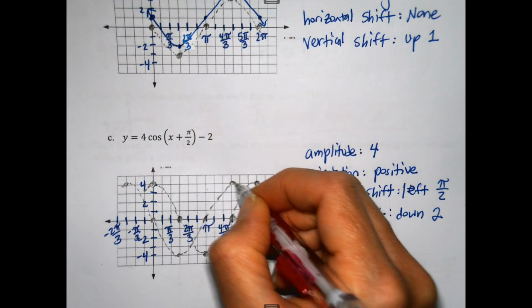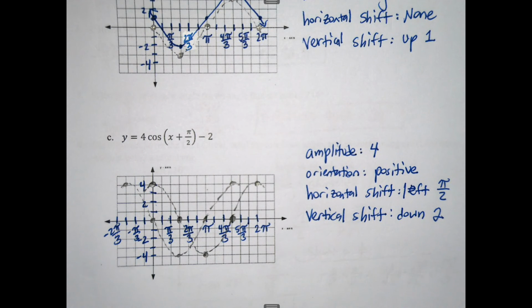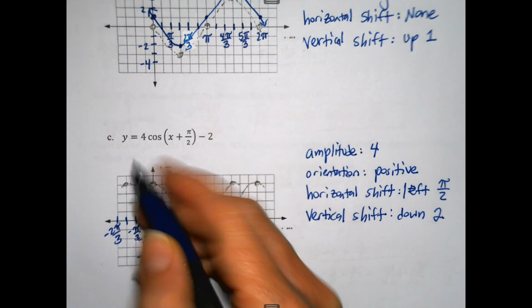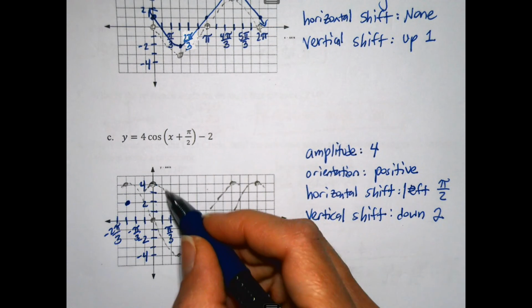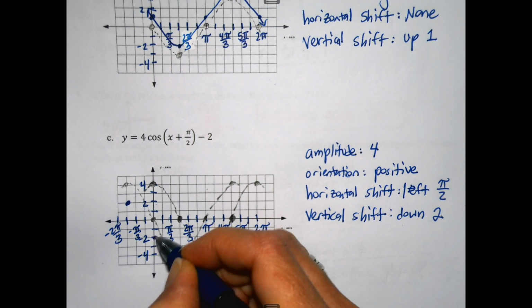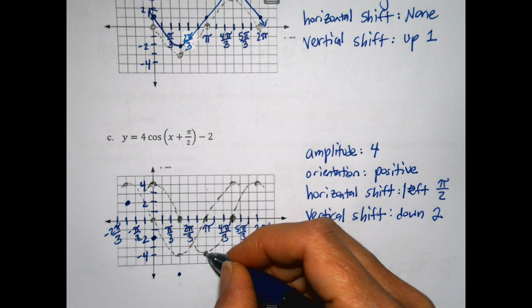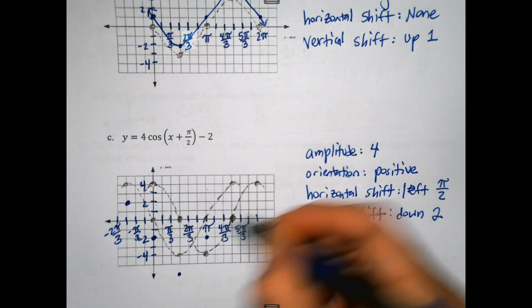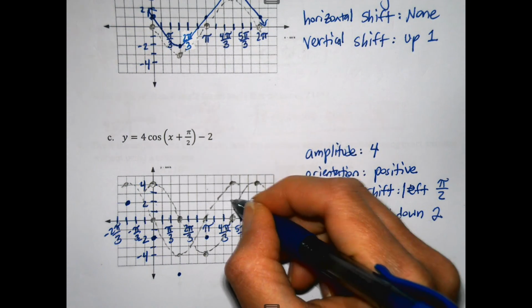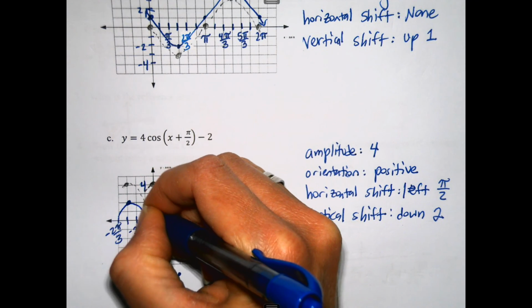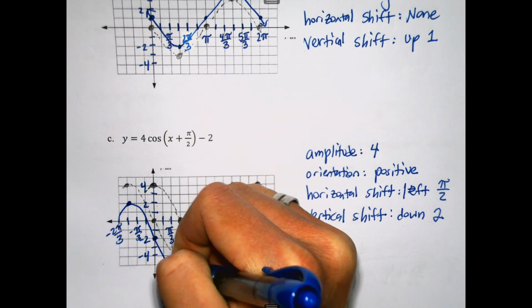And then I need to also take into consideration my vertical shift, down 2. Therefore, I'm going to take each of these points that I just moved and move them down 2. I get a point here, and a point here, a point down here, here, and here. And then I can draw my smooth curve through these points.